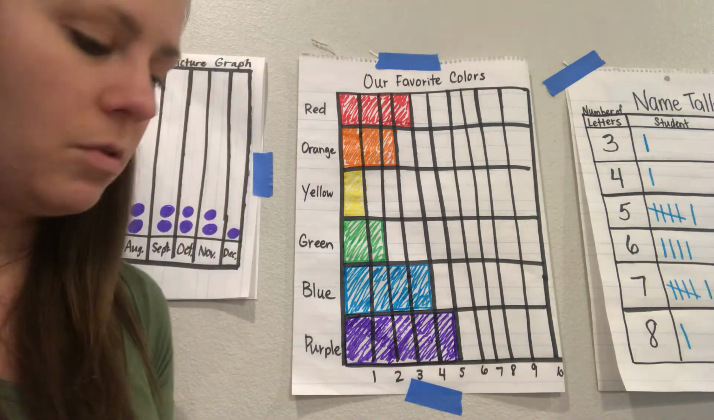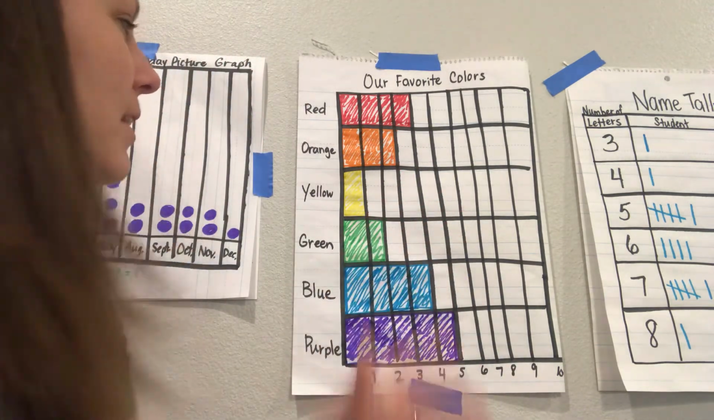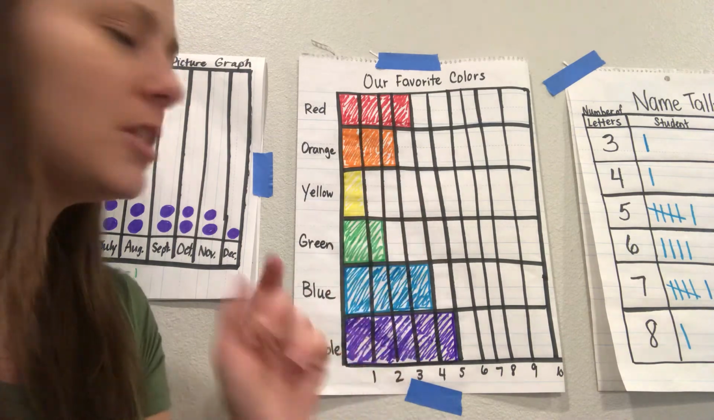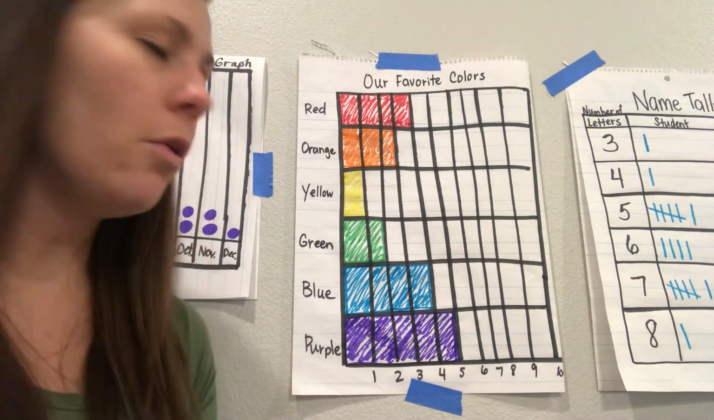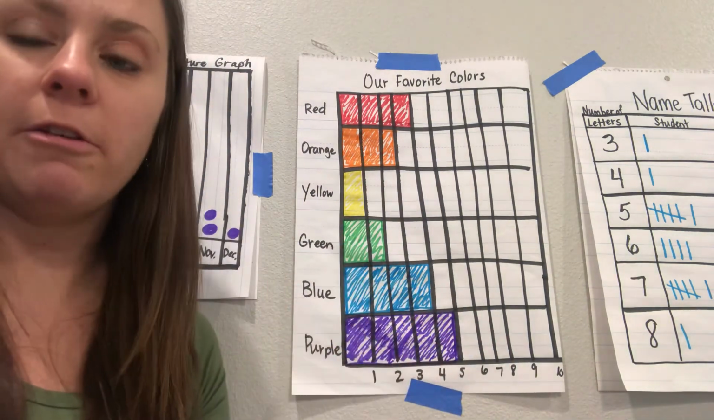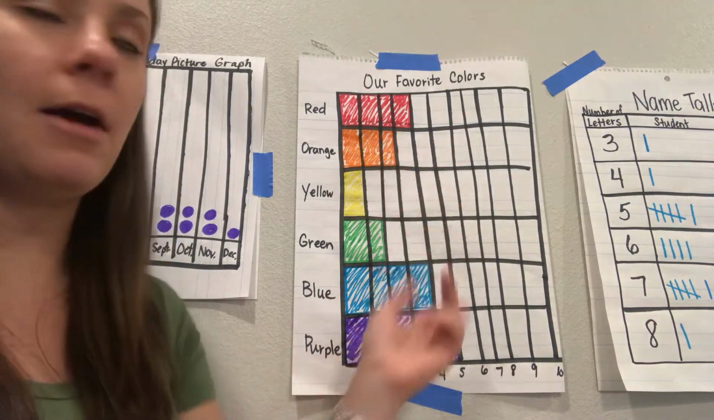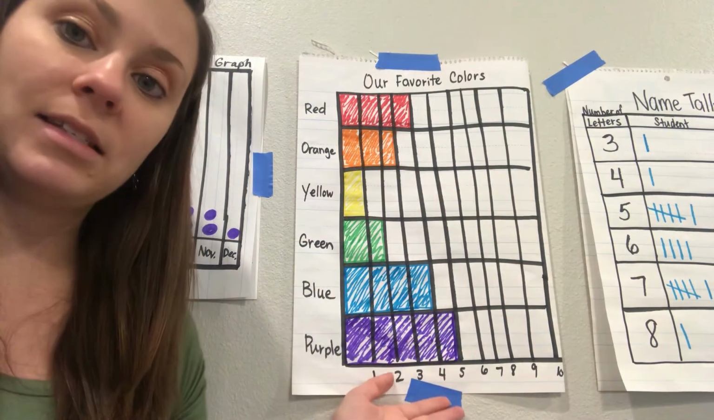Alright, so there is our favorite color graph. And I colored it with the colors that were surveyed just to make it more interesting. You could do that too. Or sometimes we have to color stuff in with our pencil. If I had colored it in that way too, it still shows the exact same data.